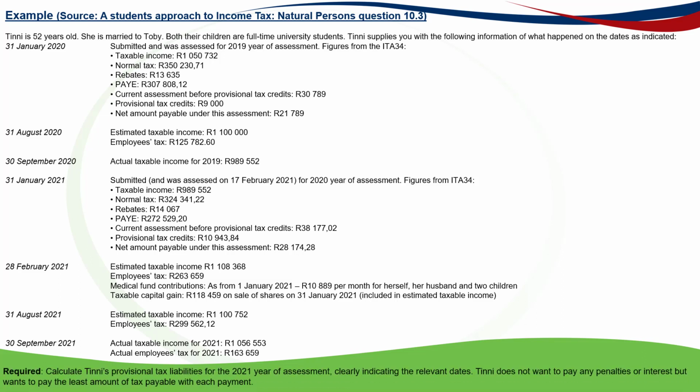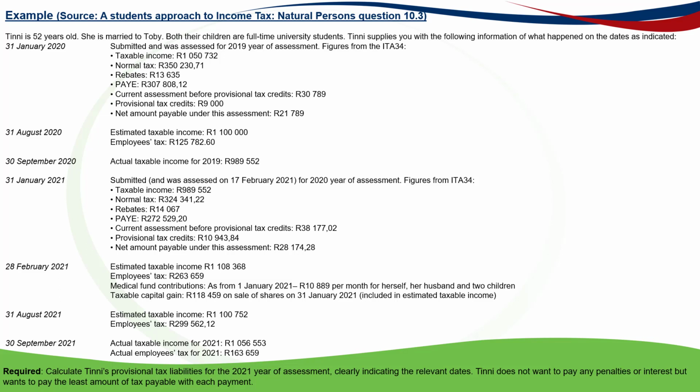We are required to calculate Tini's provisional tax liabilities for the 2021 year of assessment, clearly indicating the relevant dates. Tini does not want to pay any penalties or interest, but wants to pay the least amount of tax payable with each payment.